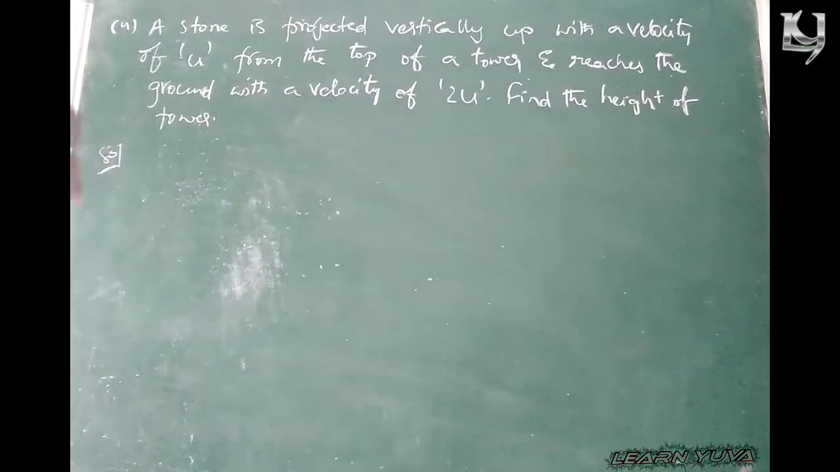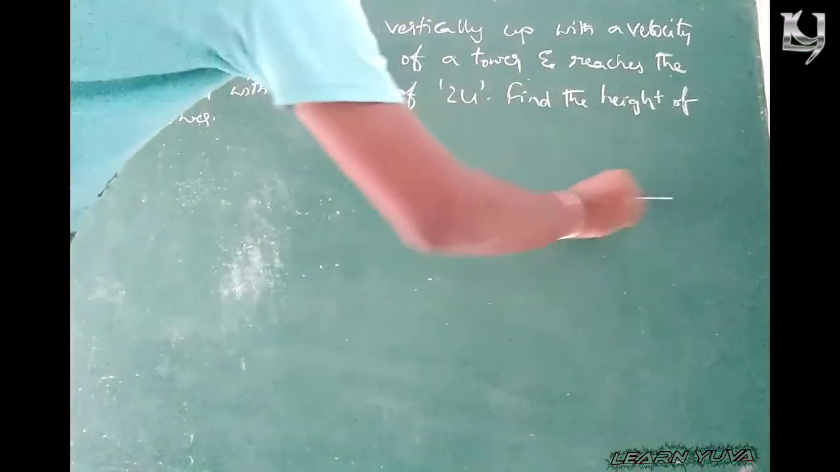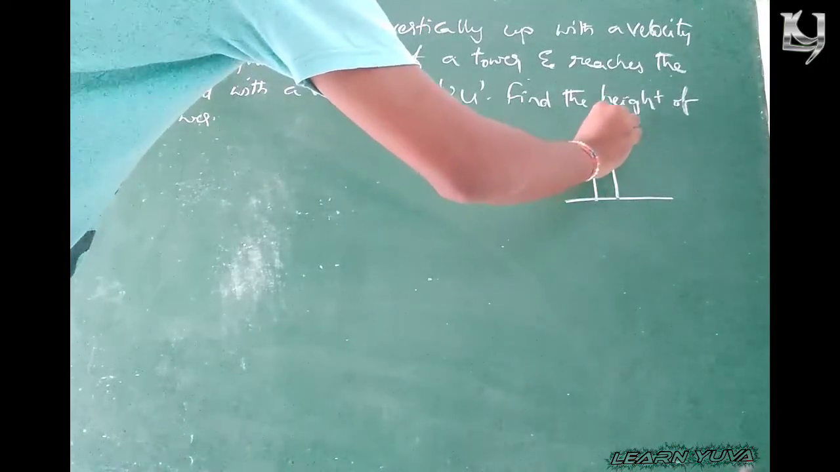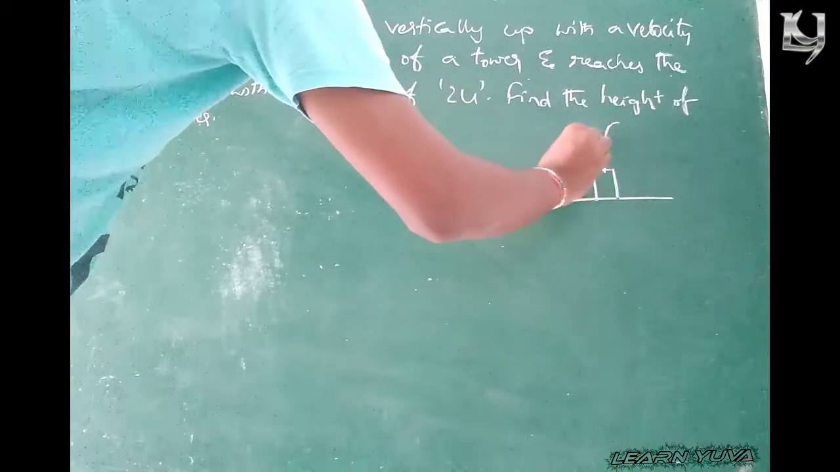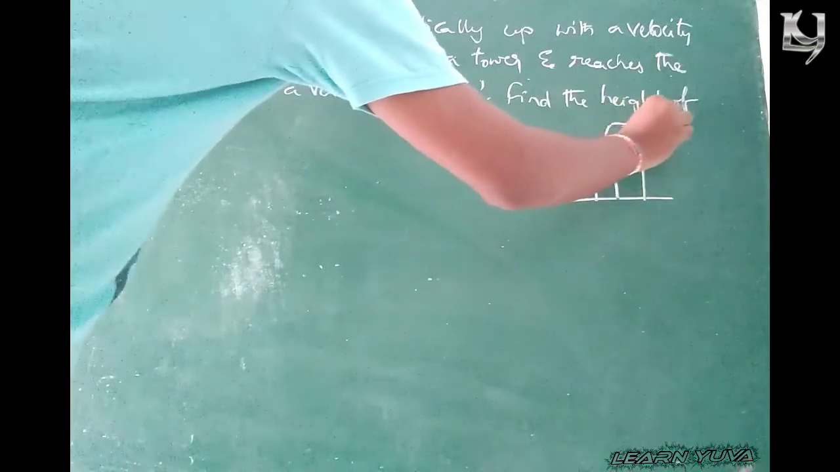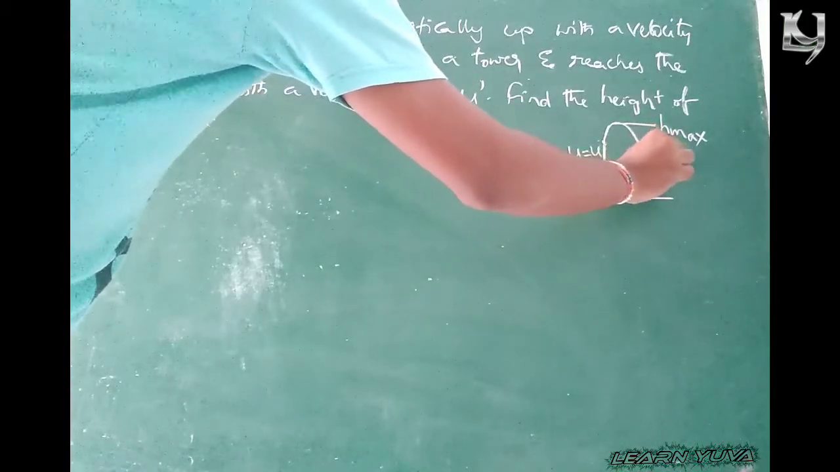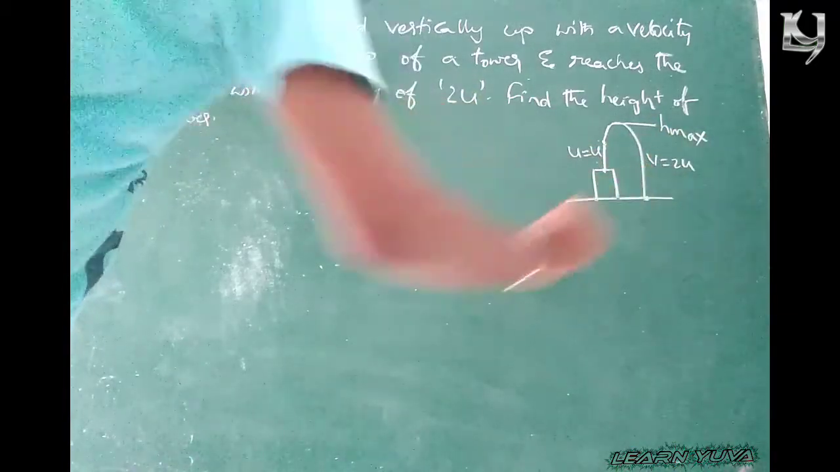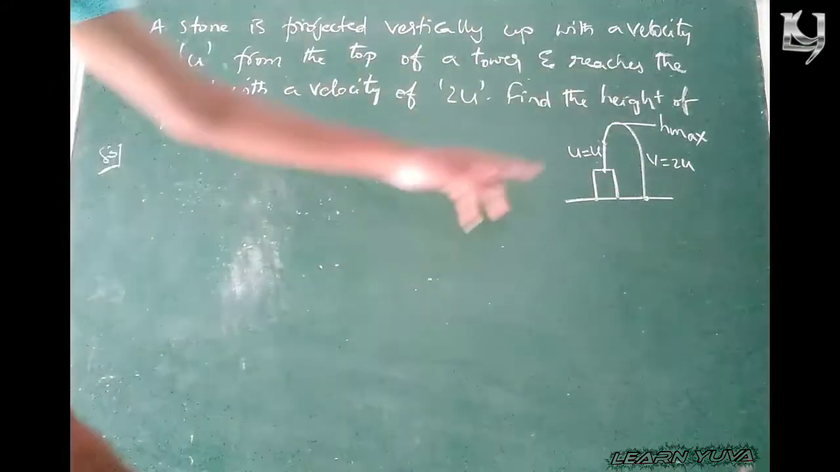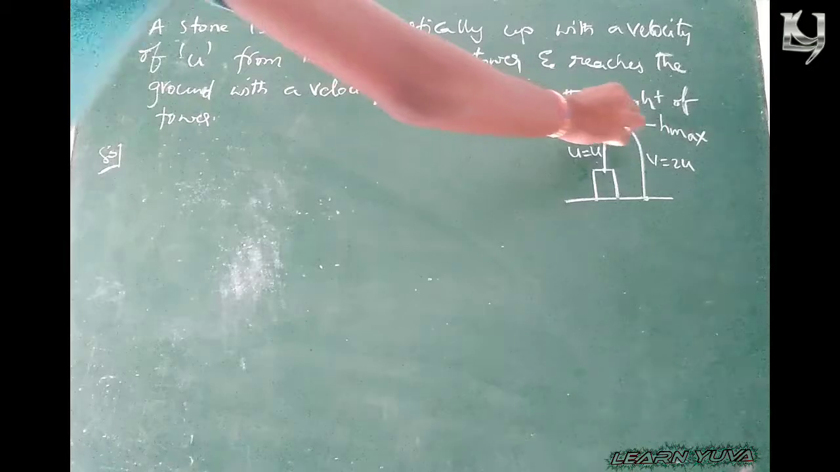The question is, a stone is projected vertically up with a velocity of u from the tower. Here the initial velocity is u, and it reaches its maximum height h max, and traveling with the velocity of v equal to 2u it reaches the ground. So that is the h maximum value, the maximum height reached by the body when the stone is thrown from the top of the tower.